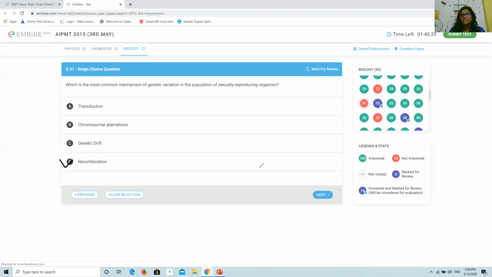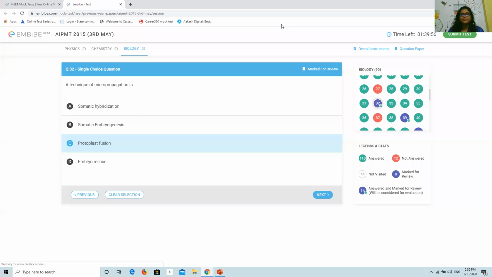Hence recombination is very common, and we have learned it in my meiosis chapter. In meiosis we find recombination, and where do we find recombination happening? During prophase 1 of meiosis 1, definitely. So yeah, that should be the answer, recombination. Let's move ahead. The technique of micropropagation.